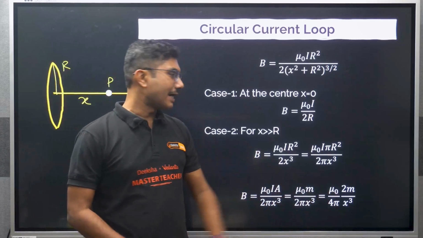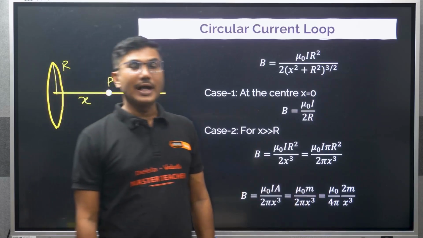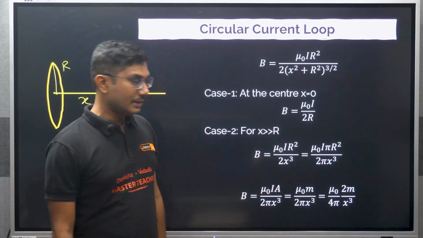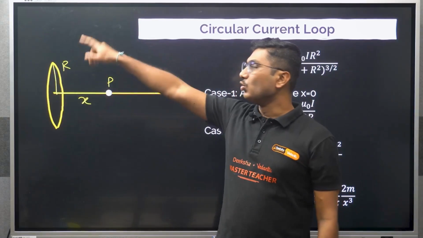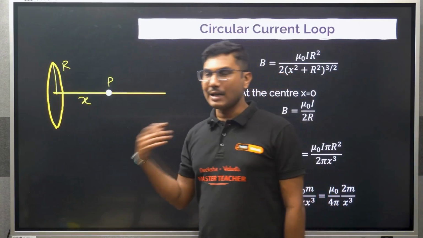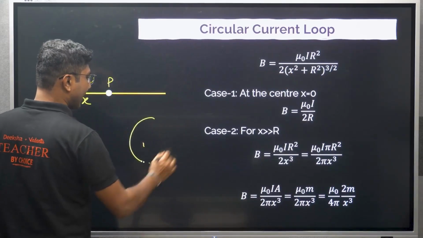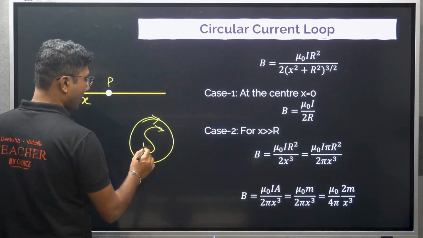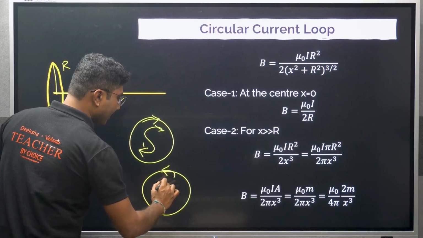And you can see that this expression is similar to that of the electric field due to a dipole on its axis, right? So this is similar to that of an electric dipole on its axis. So we can say that a current carrying loop can behave as a magnetic dipole. In fact, if it carries a current in this direction, it will be a south pole, and if it is carrying a current in the anti-clockwise direction, it will be a north pole.